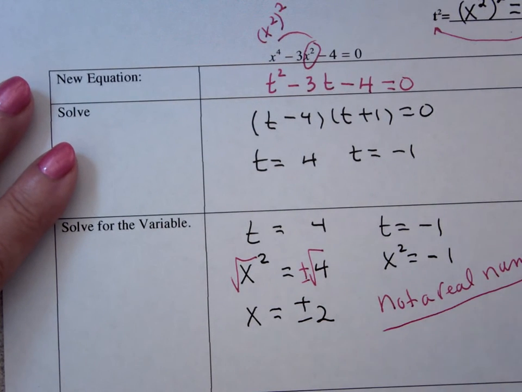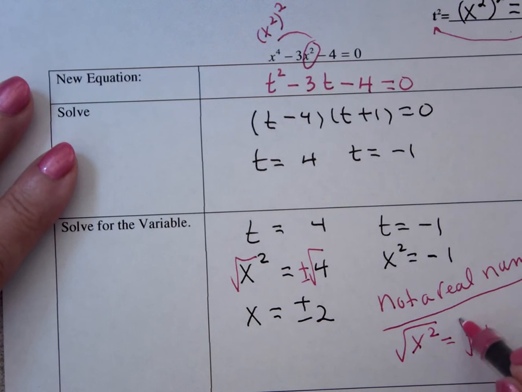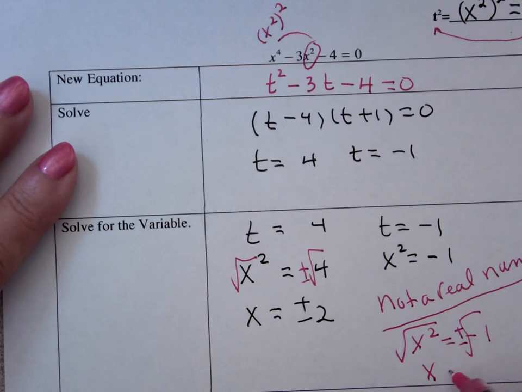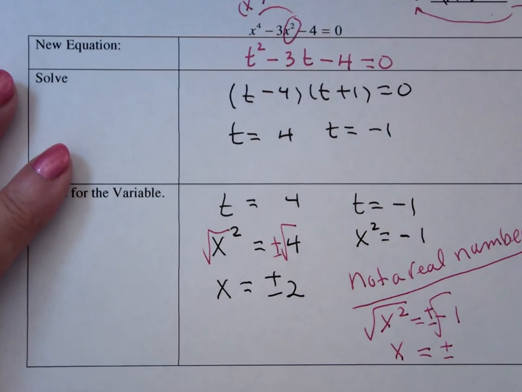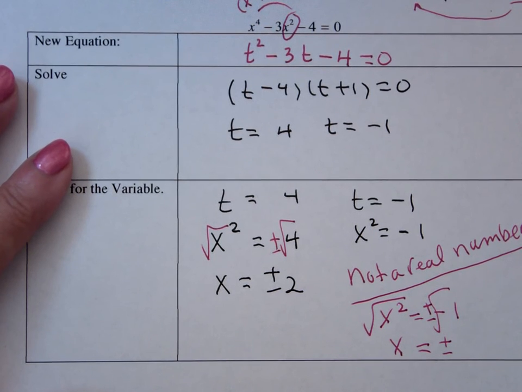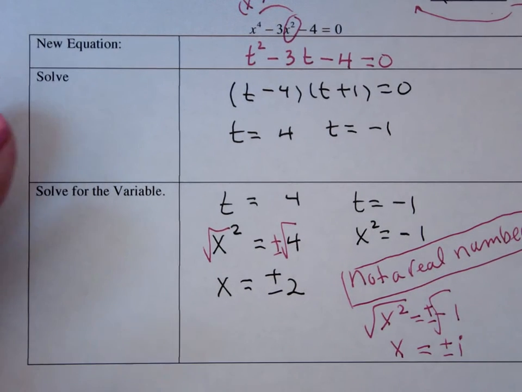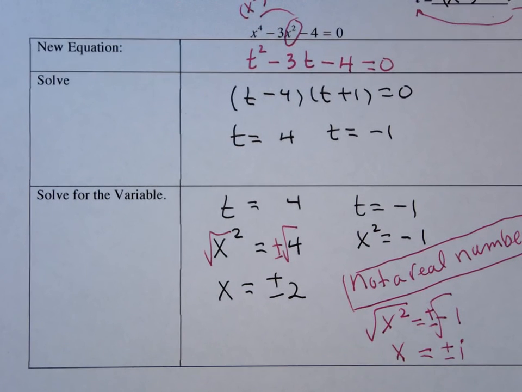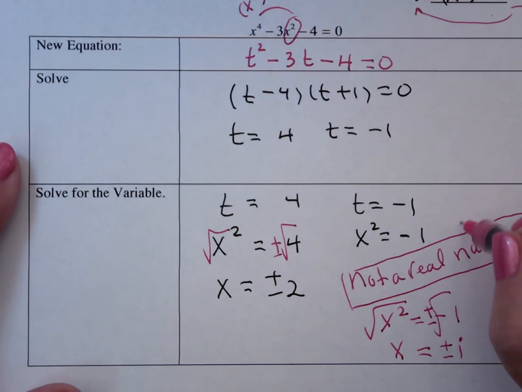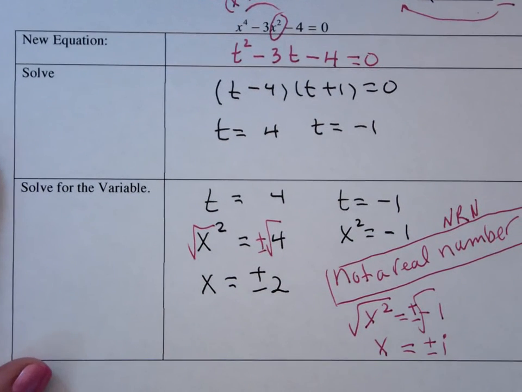However, I can sneak down here and remind ourselves, if x squared equals negative 1, take the square root of both sides, don't forget the plus or minus. What is x? Plus or minus the square root of negative 1, which is plus or minus i. But for right now, this is what we would write, not a real number. Or NRN, not real number. I know you guys like to shortcut stuff.